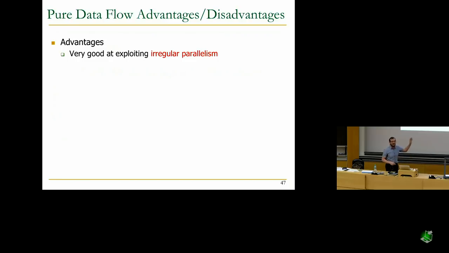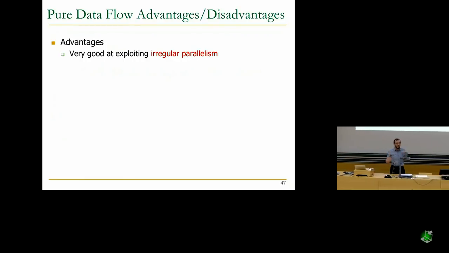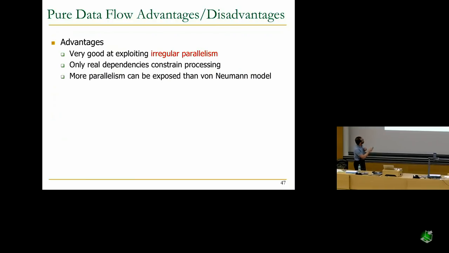This is very, very good at exploiting irregular parallelism. If you actually have the choice, it's good to have a data flow ISA. Because now you have the parallelism available to the machine, right? Machine doesn't need to figure out which instruction is dependent on which other instruction. All of this out-of-order execution complexity will go away because somebody provided that data flow graph to you. That's beautiful. So that's a big advantage. Only real dependencies constrain processing, and more parallelism can be exposed than the von Neumann model.